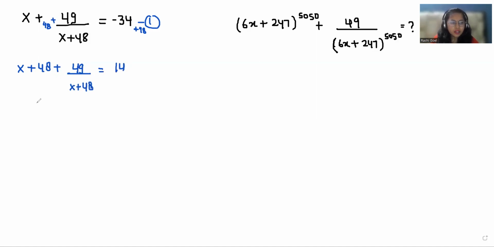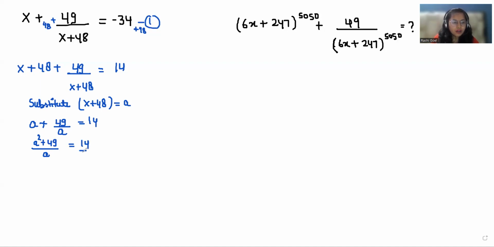Now I'm taking a substitution. So let's substitute x + 48 as a. So we can write it as a + 49/a = 14. Now I'm taking LCM, so a, and here a² + 49 = 14.